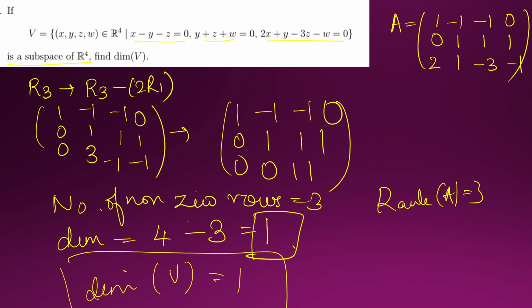This is your answer. So basically, first you'll have to form a matrix. After forming the matrix, you have to solve it until you get to the final state where it's simplified in the form of zeros at the lower end. So after that, you see the non-zero rows, see the rank, and then calculate the dimension. So next question.